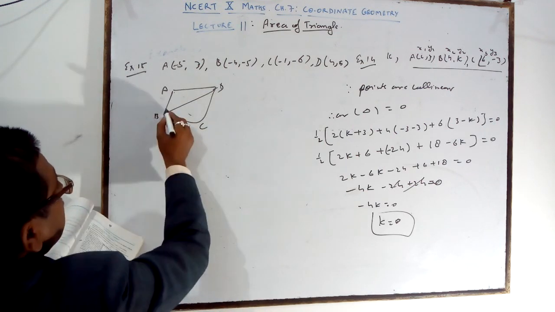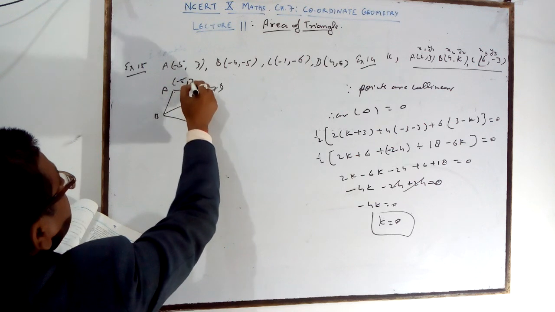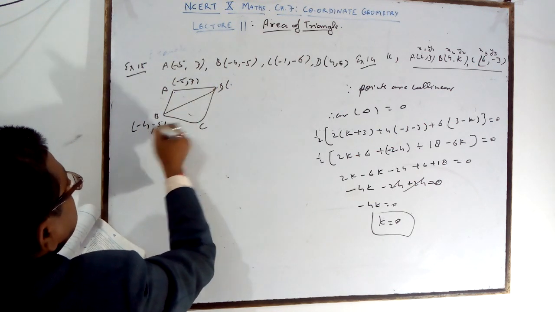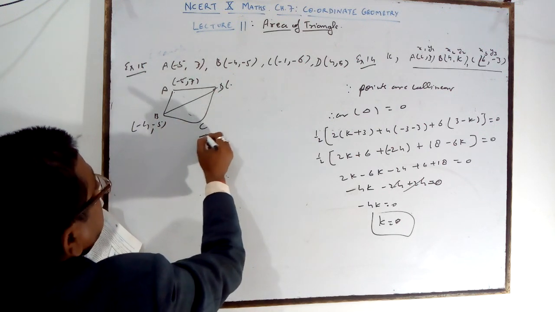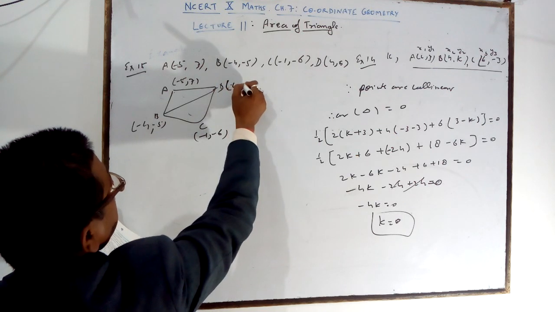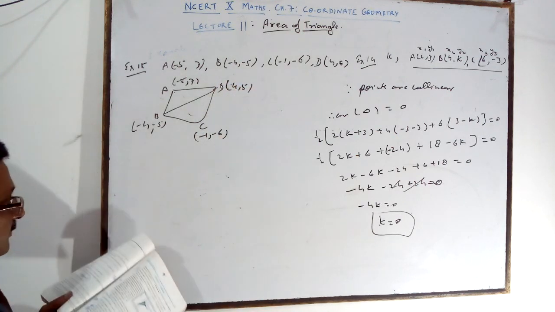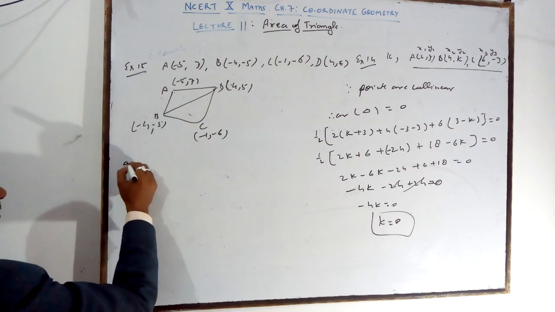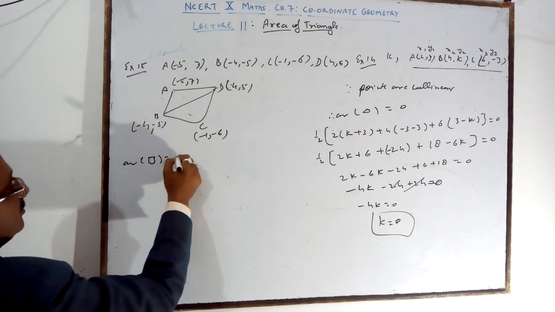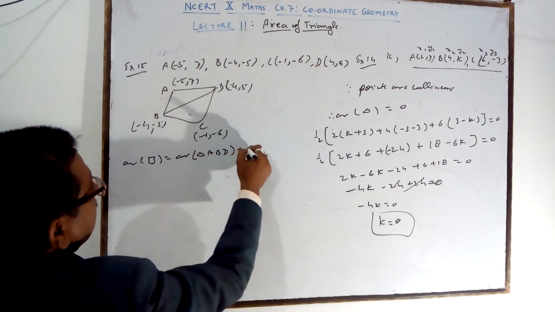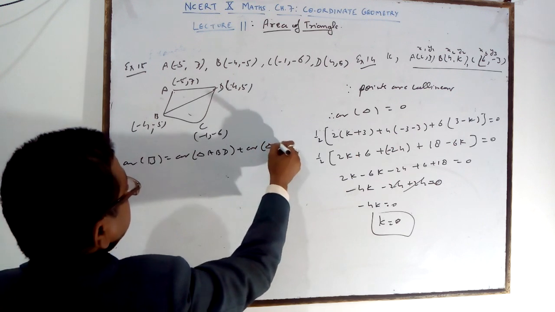The points are minus 5, 7; minus 4, minus 5; minus 1, minus 6; and 4, 5. It is given. So by joining BD, you are getting two triangles. So the area of the quadrilateral is equal to the area of triangle ABD plus the area of triangle BCD.